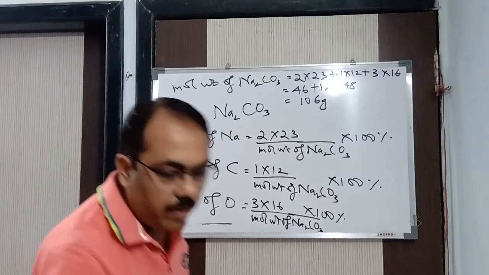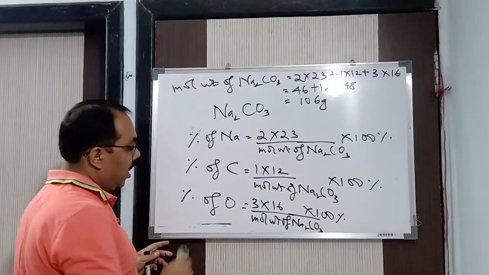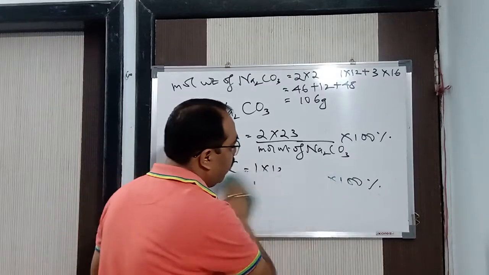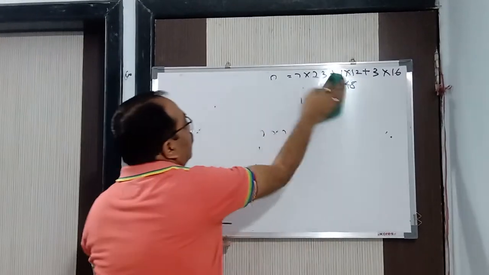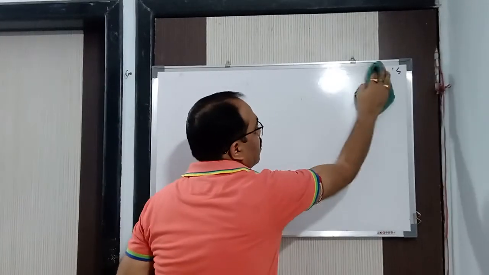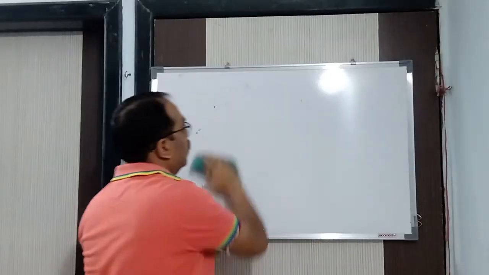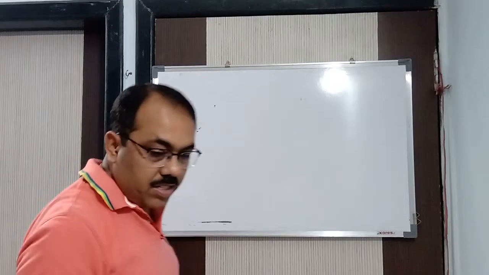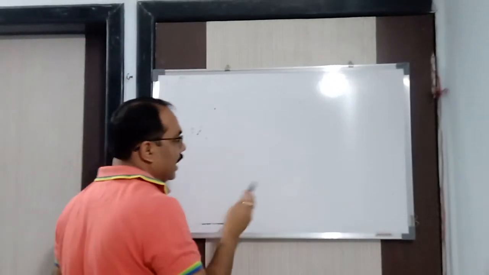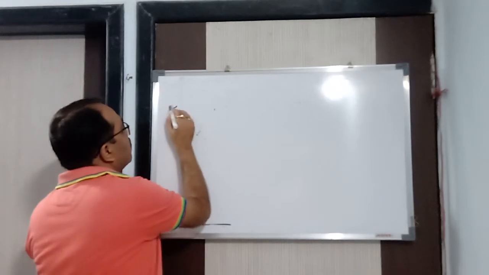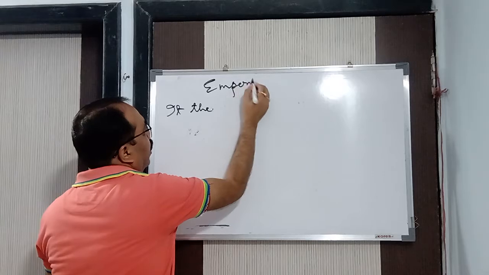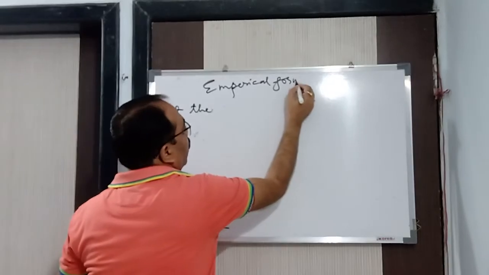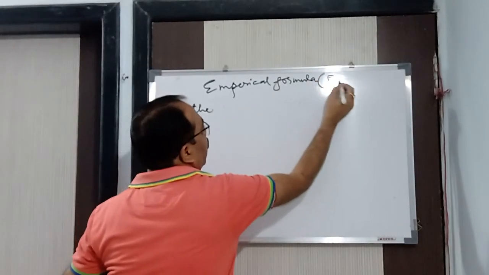Now the last one, empirical formula. What is empirical formula? It is the simplest formula by which the atoms are present in a given compound. We can say that it is the simplest formula. What I am saying to you, empirical formula, is denoted by EF.